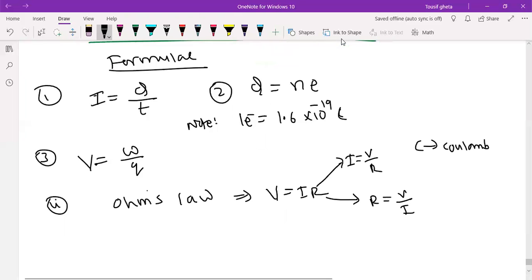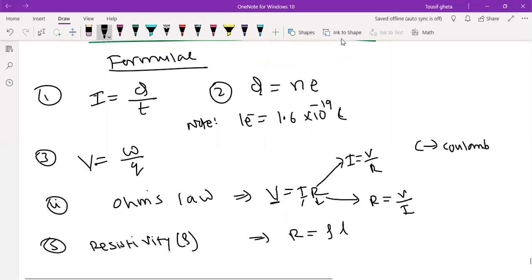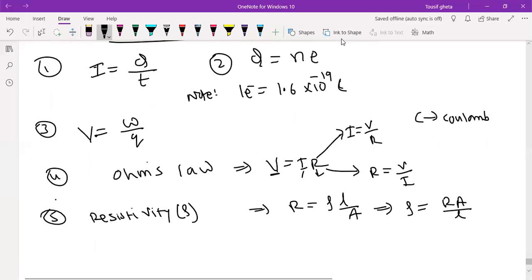Here V is voltage, potential difference, I is current, and R is for resistance. Fifth, now the formula is for resistivity. Resistivity is denoted by rho. We have the formula R is equal to rho L by A. Rho is equal to RA by L. L for length of the conductor, R for resistance, A for area.